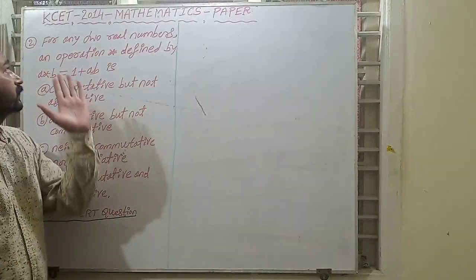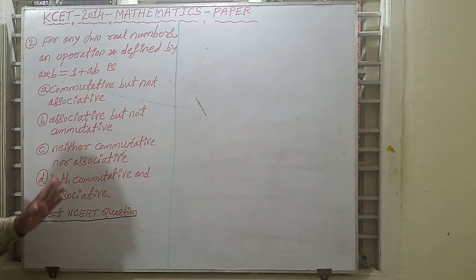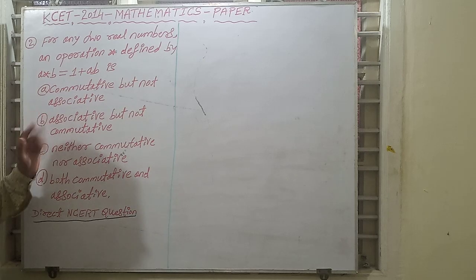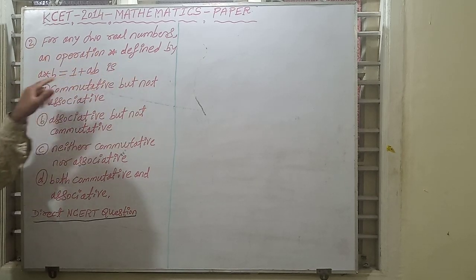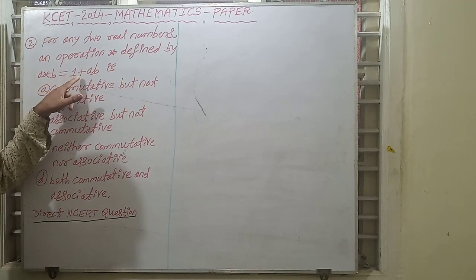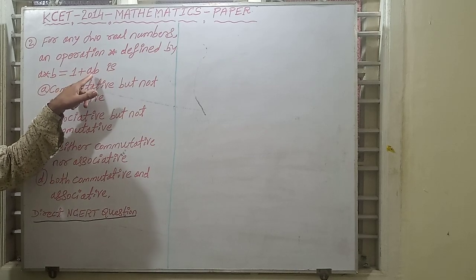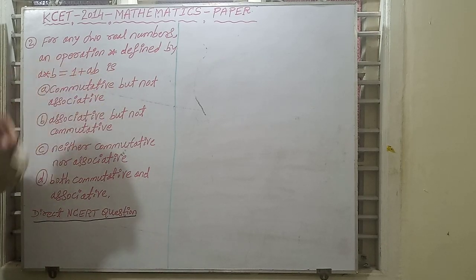Now let us move on to the second question. This question belongs to the topic of binary operations. For any two real numbers, an operation star is defined by a star b is equal to 1 plus a into b. Here a, b are real numbers. Very carefully observe: a, b are real numbers.